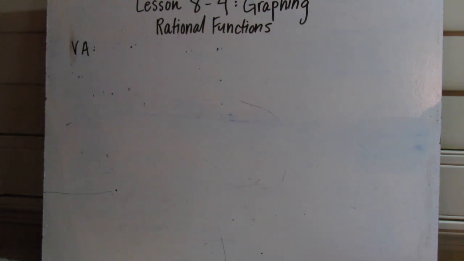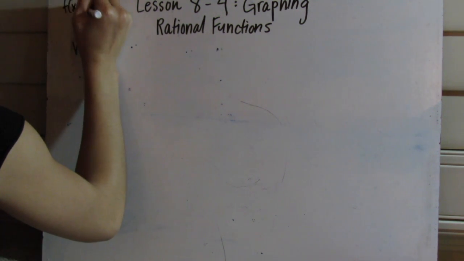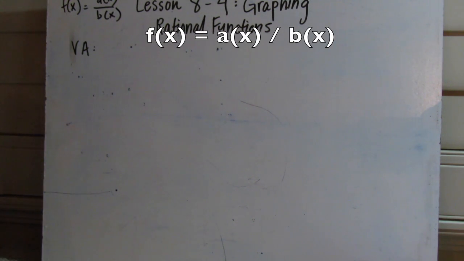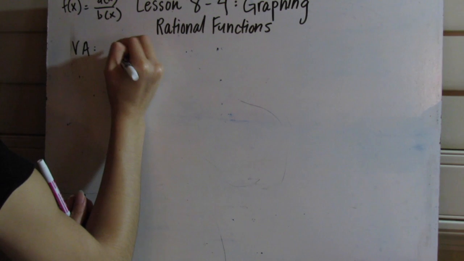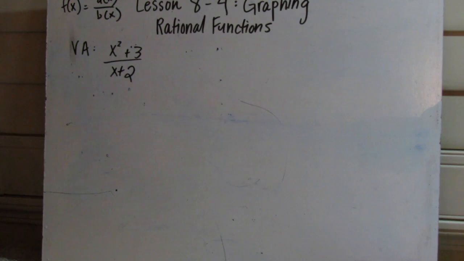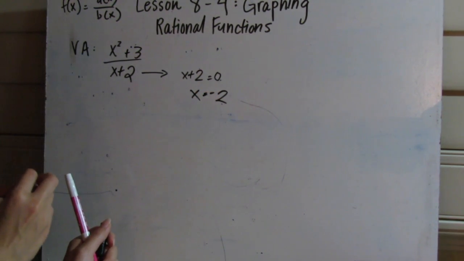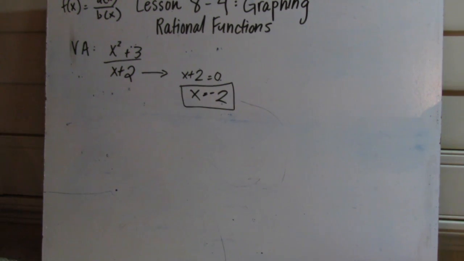You know that a function has a vertical asymptote whenever b of x is equal to 0. And when I'm referencing this, a will be the top function, b will be the bottom function. So if b of x is equal to 0, you know it has a vertical asymptote. So for example, you know that the function x squared plus 3 over x plus 2 has a vertical asymptote. You get x is equal to negative 2. And there is your vertical asymptote for this particular function. That's it. You just set the bottom equation equal to 0.